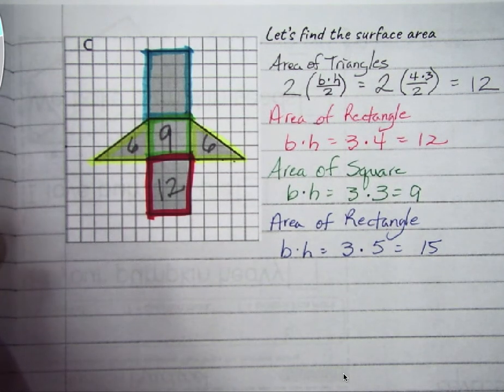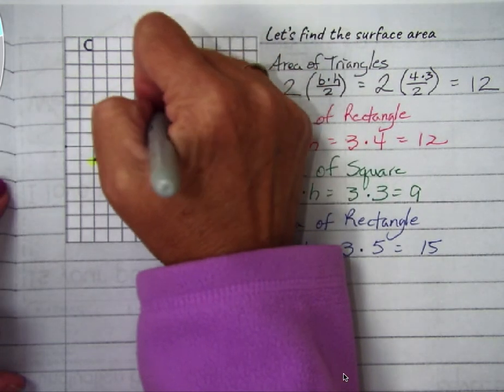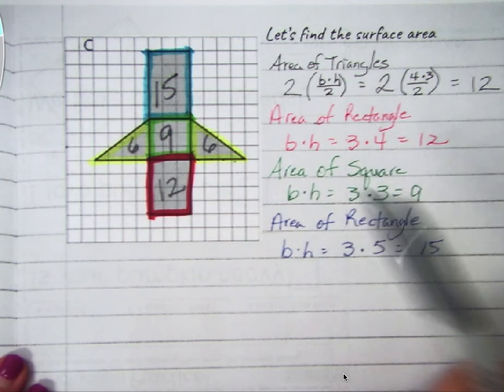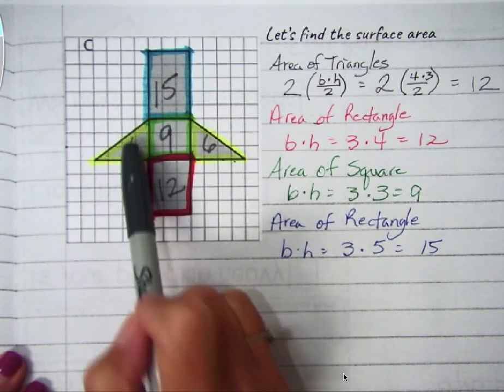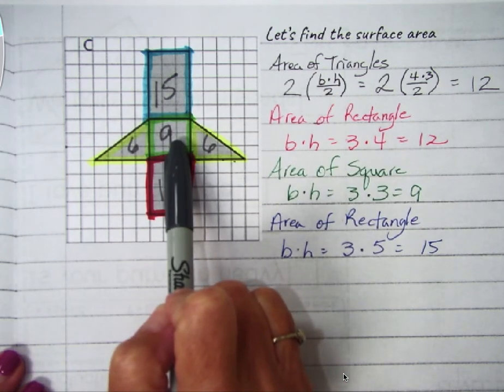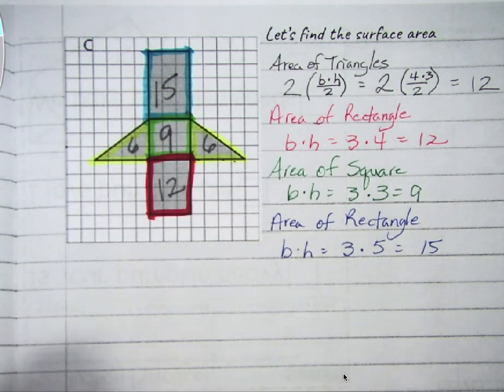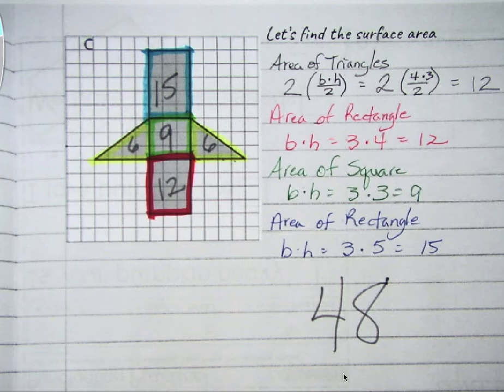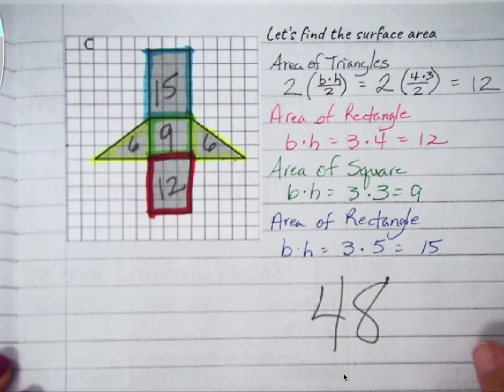So I can get my calculator out and add up all the areas. 6 and 6 is 12. 12 and 12 is 24. 24 plus 9 is 33. 33 plus 15 is 48. The surface area of this triangular prism is 48 square units. Okay? Pretty straightforward and simple.